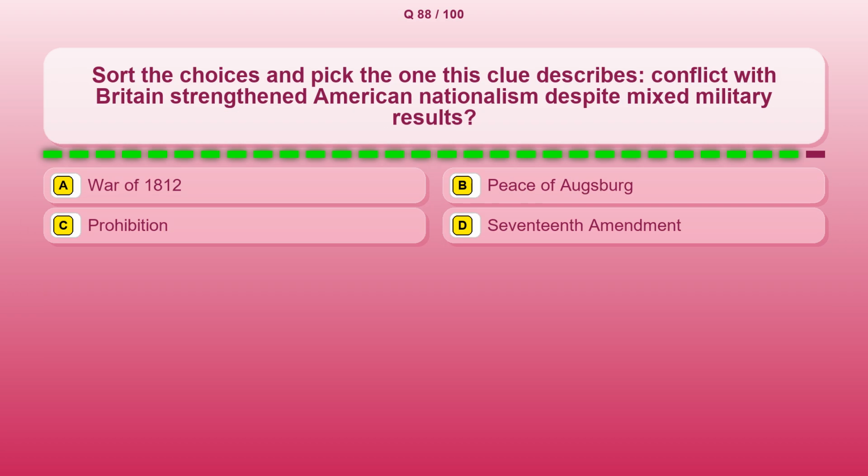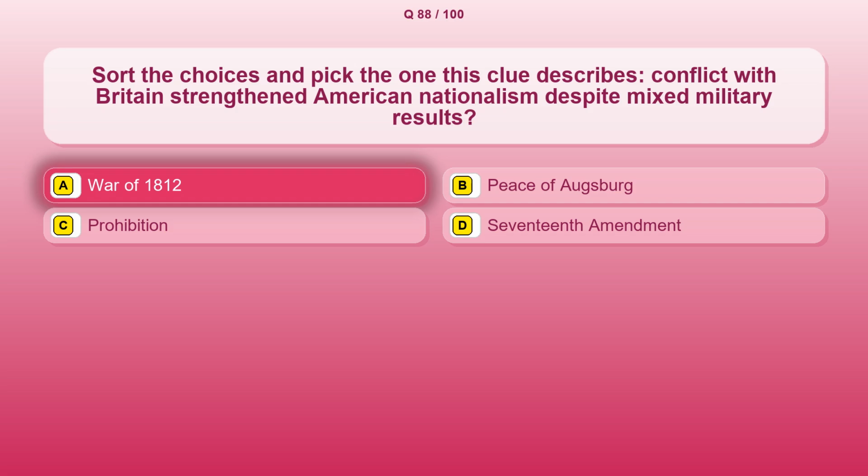Question 88. Sort the choices and pick the one. This clue describes conflict with Britain strengthened American nationalism despite mixed military results. Option A, War of 1812. Option B, Peace of Augsburg. Option C, Prohibition. Option D, 17th Amendment.